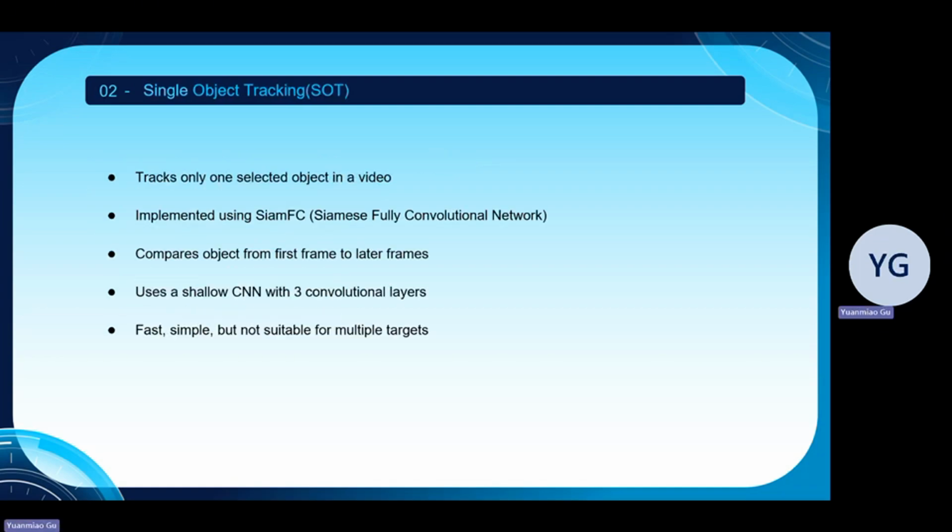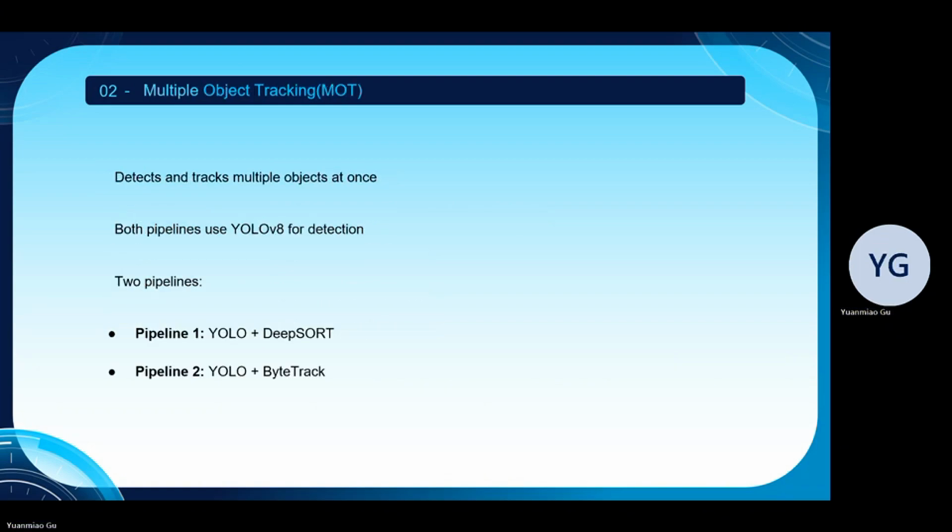In single object tracking, we only track one target throughout the video. We used a model called SiamFC. It works by comparing how the object looked in the first frame with how it looks in the later frames. Using a simple three-layer convolutional neural network, it's fast and lightweight, but not suitable when you need to track multiple objects.